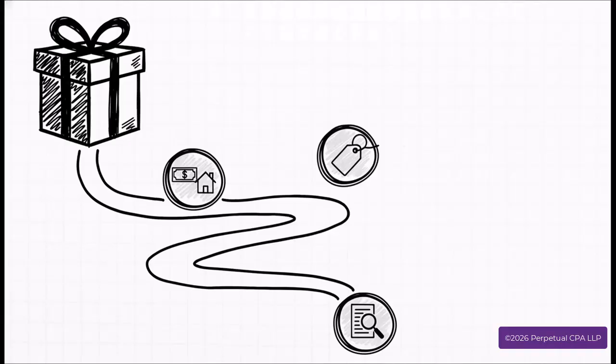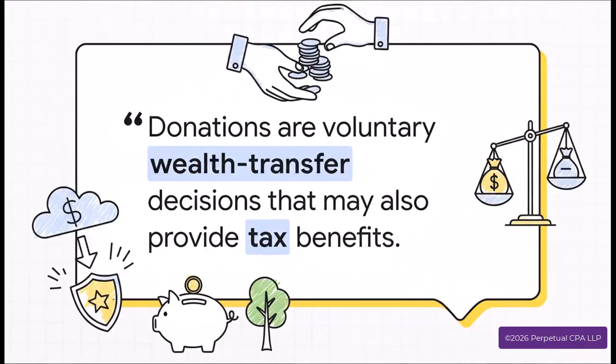You've got the type of donation, is it cash or property? The specific type of property matters. There are valuation rules to consider. Your own income level and its limitations come into play. And of course, you absolutely need the right substantiation: the receipts and appraisals.